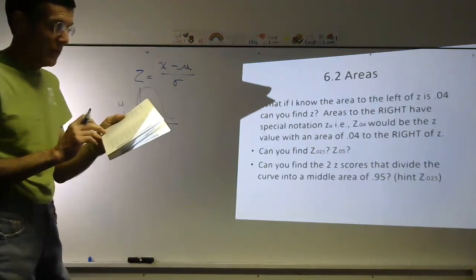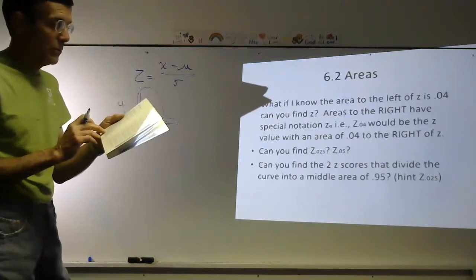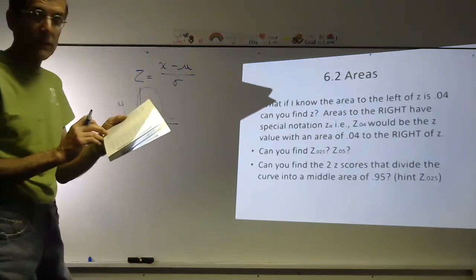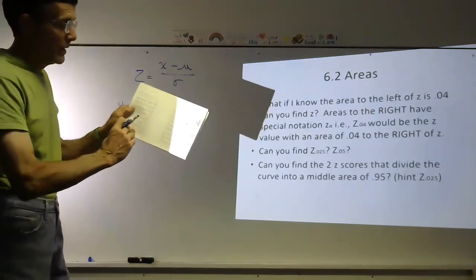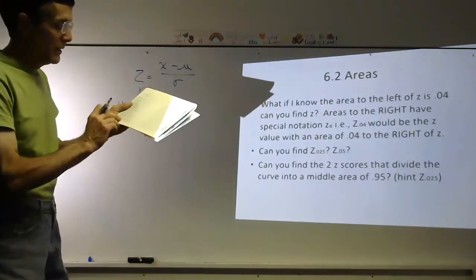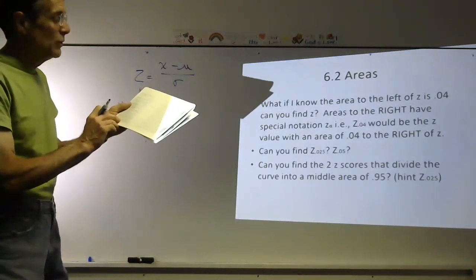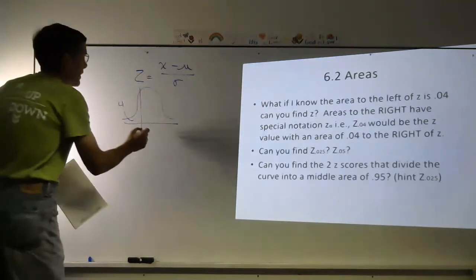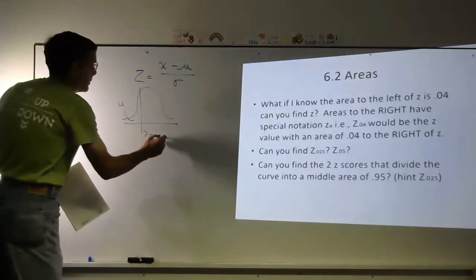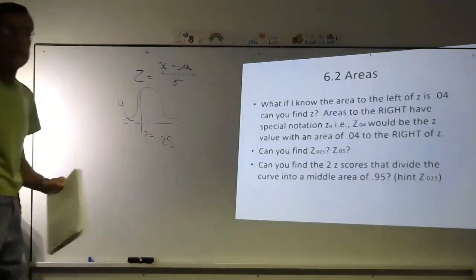Now let's find the z-value, negative 0.25. Agree? You've got to go out to the right to find negative 0.25. So this z-value is negative 0.25.